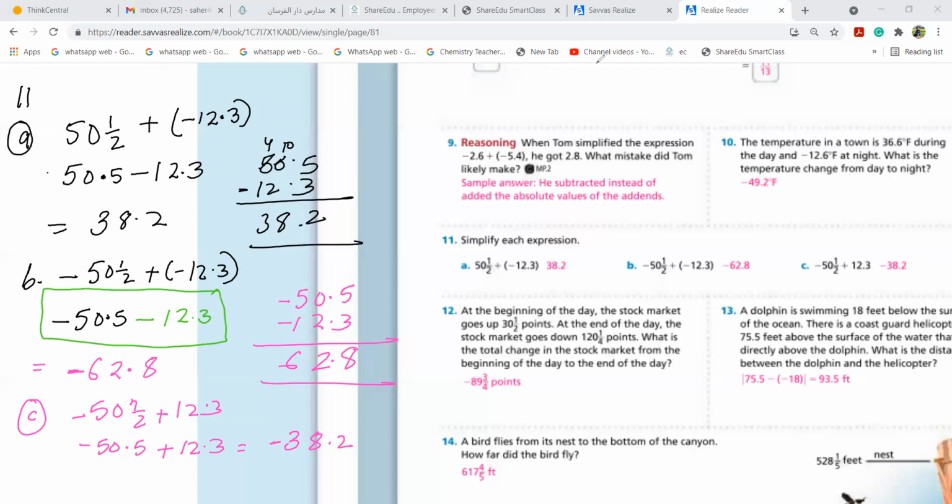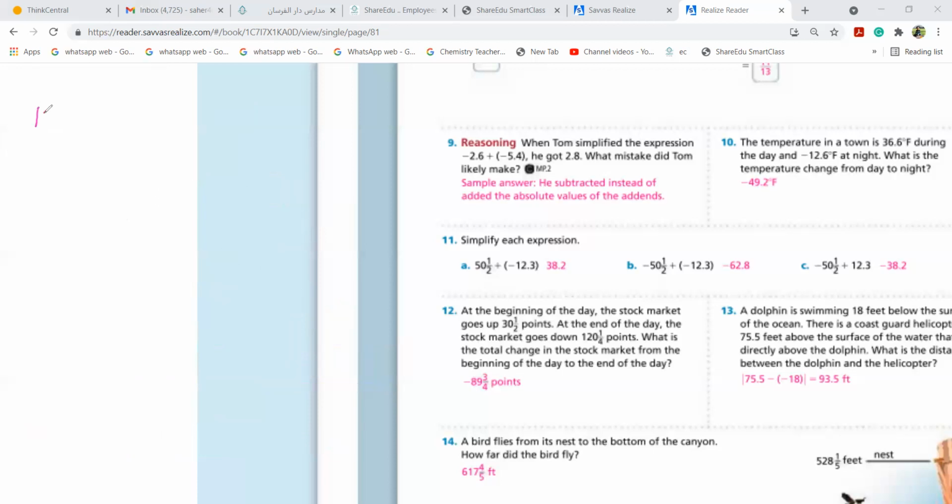Okay, girls. Number 12, let me read. At the beginning of the day, the stock market goes up. What is the meaning of goes up? Plus. So I'll just write 30.5. And at the end of the day, the stock market goes down. That is minus 120. Did you get the expression? This is called the expression, right? Ghalia, Malak?